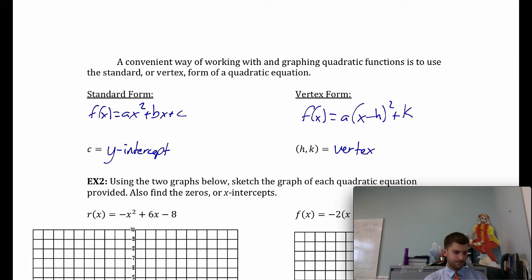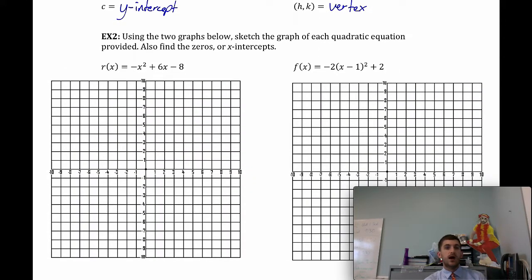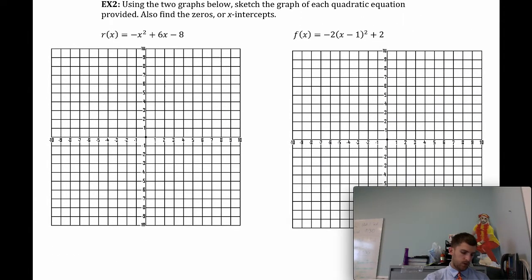So at the bottom here, we've got two graphs. Let's focus on just the one on the left first. We're asked to sketch the graph using what we know and also find the zeros, or x-intercepts. So r of x equals negative x squared plus 6x minus 8. Let's just start off with what we know.